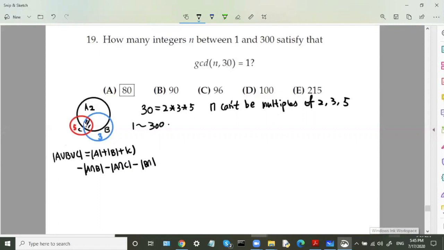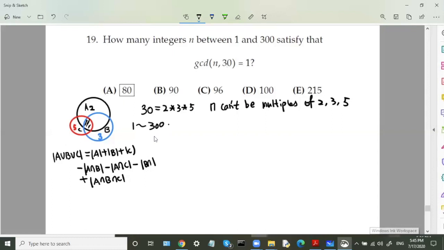Because we subtracted the pairwise intersections, the intersection of A, B, and C was added 3 times and then subtracted 3 times. So we need to add one more copy of A intersect B intersect C. So put that here. Then the multiples of 2, 3, 5 between 1 to 300.